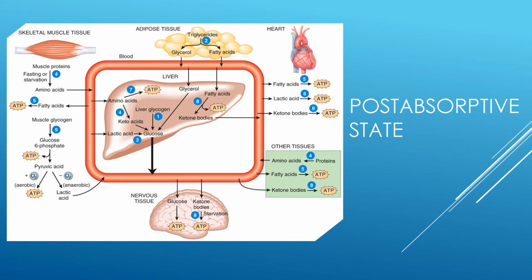So again, we'll just start with number 1 here. This is going to be the breakdown of liver glycogen. So essentially 4 hours after your last meal, you're starting into a fasting state, or your body considers it a fasting state. Now, during fasting, a major source of blood glucose is going to be liver glycogen, which can provide about a 4-hour supply of glucose. So liver glycogen is going to be continually being formed and broken down as needed.